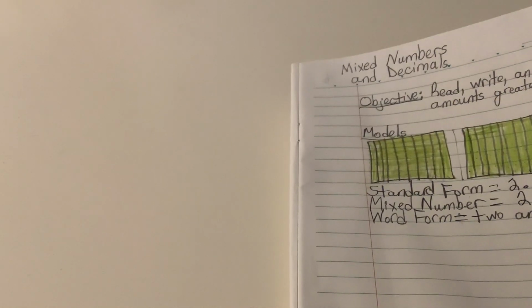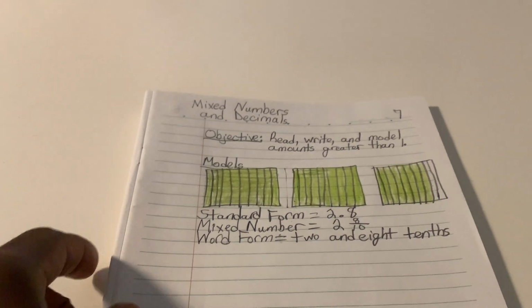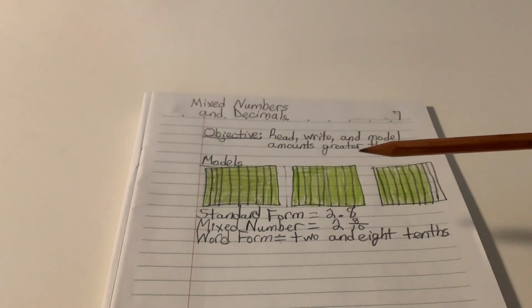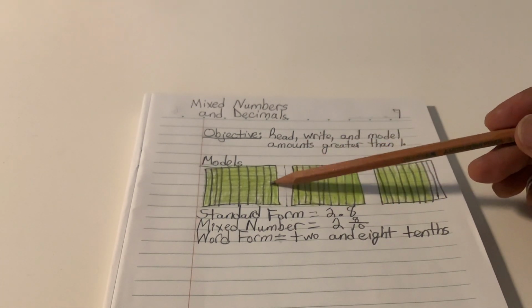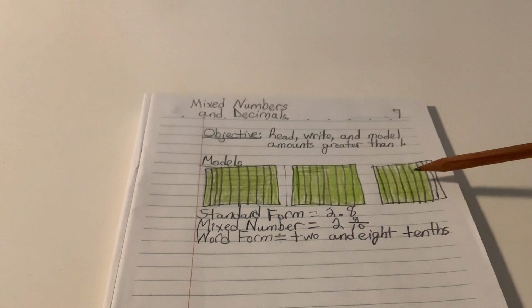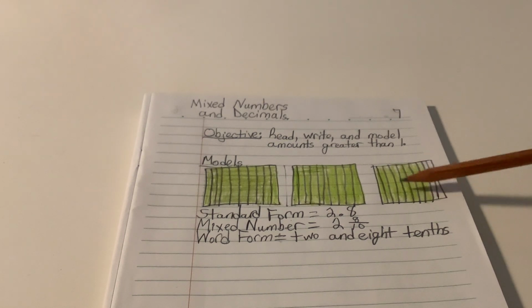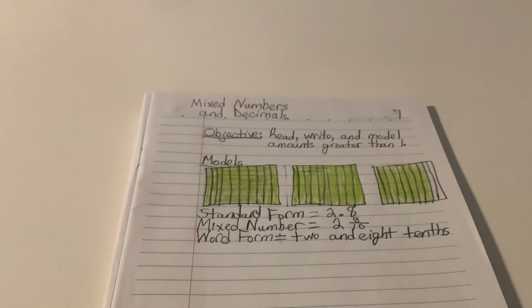I'll move that away. And I'm going to bring my notebook back. Okay? So we're looking at 2 8/10. So these are the models that I started last week with class 4-1. Okay? And I have 3 models set up here. I have 2 models that are completely shaded. And the last model, only 8/10 of the model has been shaded. So we have a few different forms we can express this as.